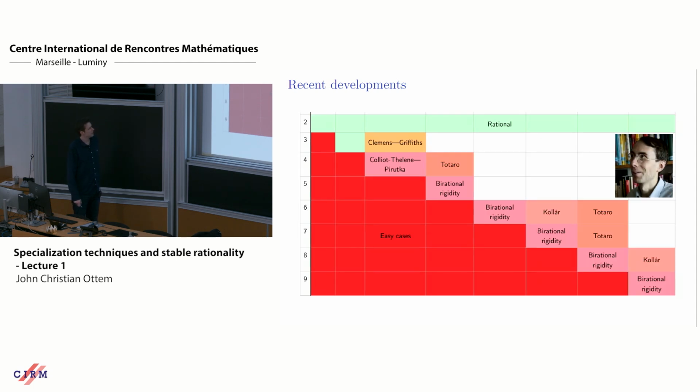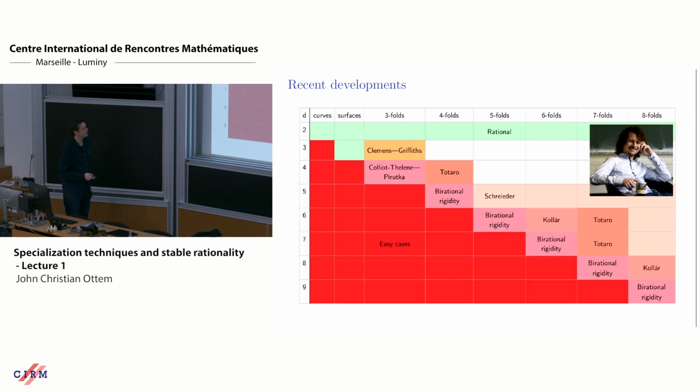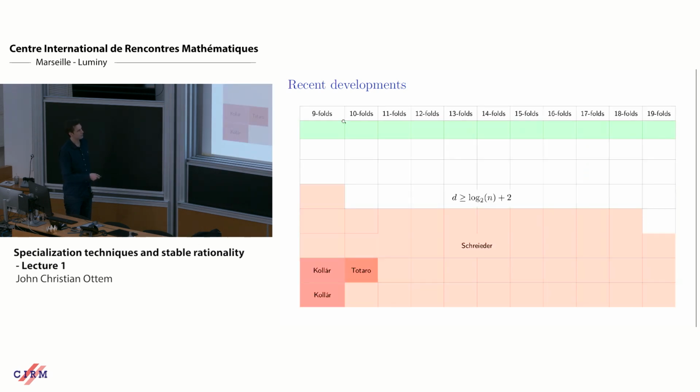Okay, and this decomposition of the diagonal technique was extended by Totaro, who proved that very general degree 4 fourfolds are irrational, and then the best result is due to Stefan Schreieder, who proved these cases over here. But his bounds are very good in higher dimensions. So there's a logarithmic bound, so asymptotically this is very, very good.